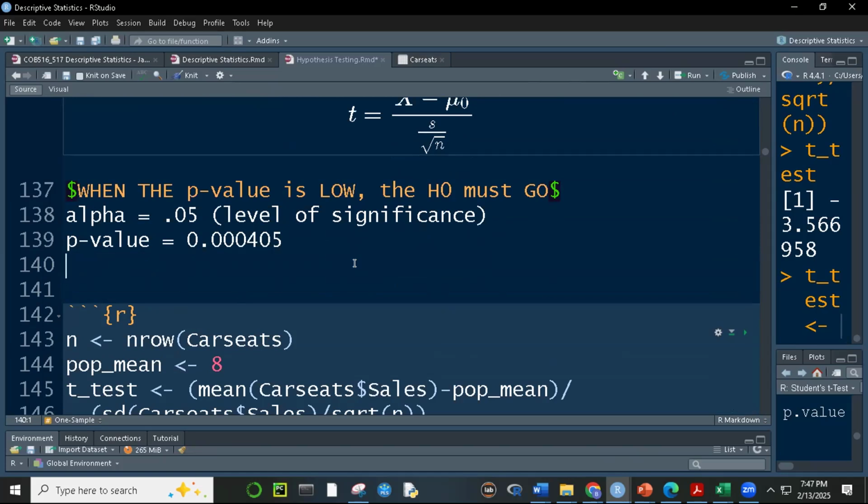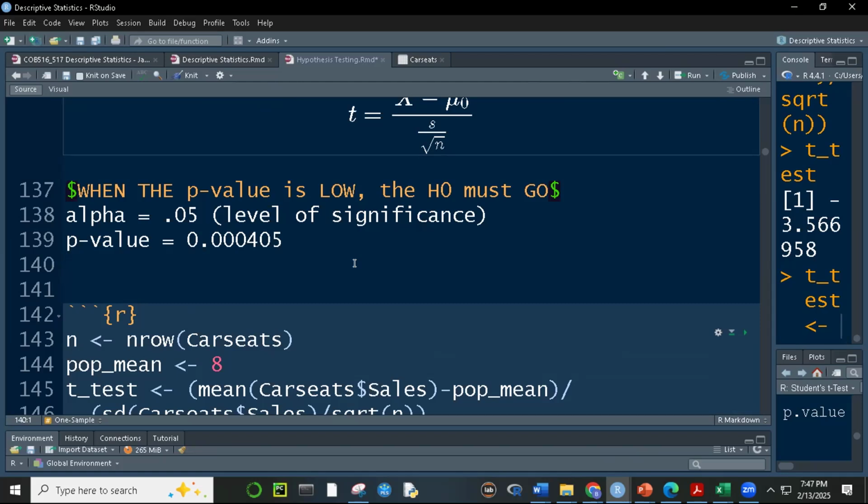Okay, so let's apply this principle, class, when you make an inference. So we have this. When the p is low, our p is 0.000405. Low means in reference to your alpha, your level of significance. So your p is lower than your 0.05. Therefore, what would be our conclusion?